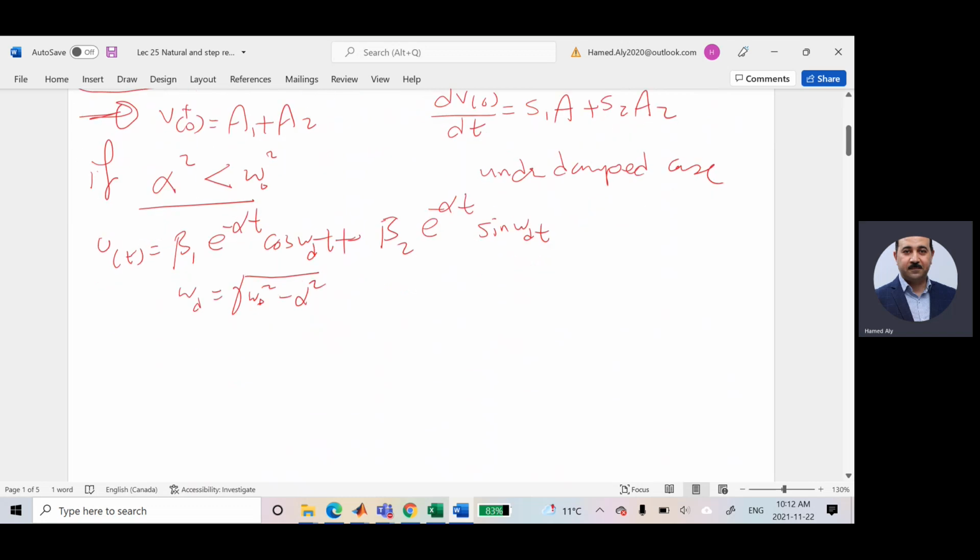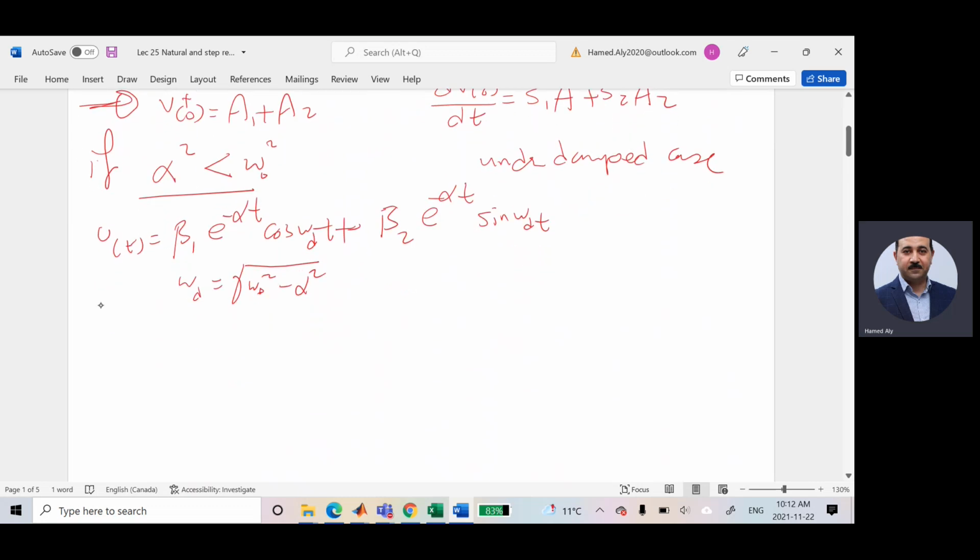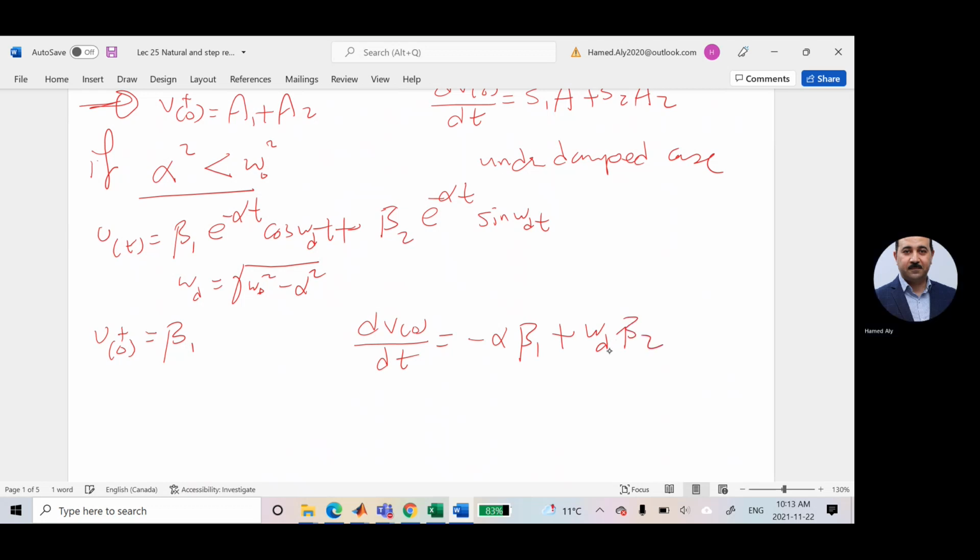And how to find beta 1 and beta 2 from the initial conditions? I will say V of 0 positive is equal to beta 1, and I can say dV of 0 by dt should be equal to negative alpha beta 1 plus omega d beta 2. This is the second equation.